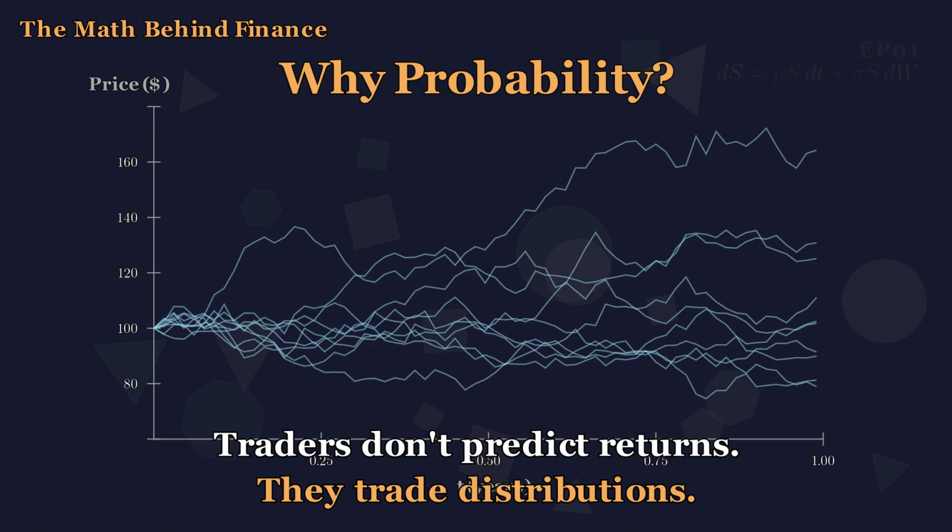Back in episode 1, we derived this equation. dS equals mu S dt plus sigma S dW, the math behind every stock price. And this equation doesn't give you a number. It gives you a whole distribution of futures.